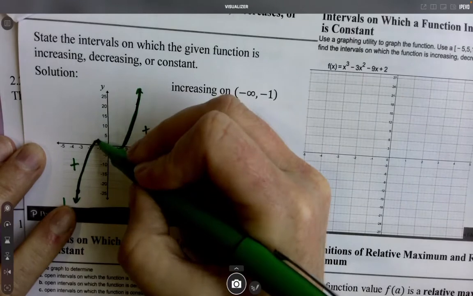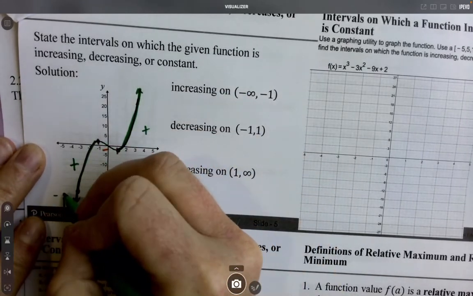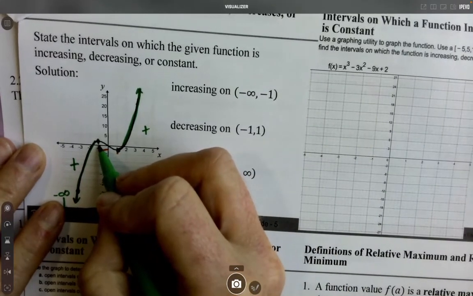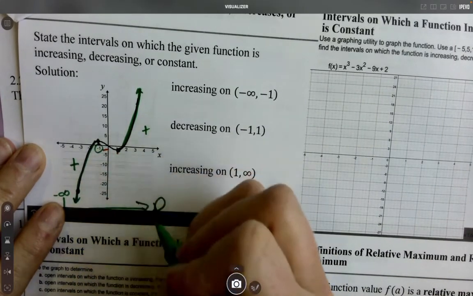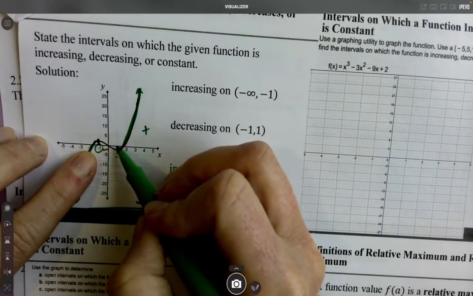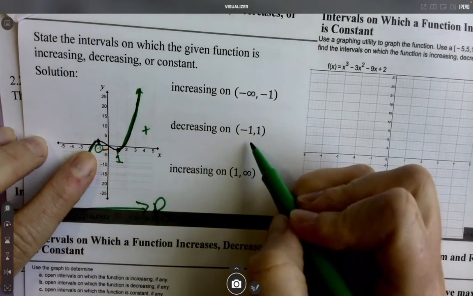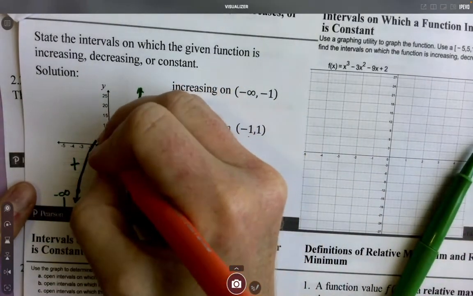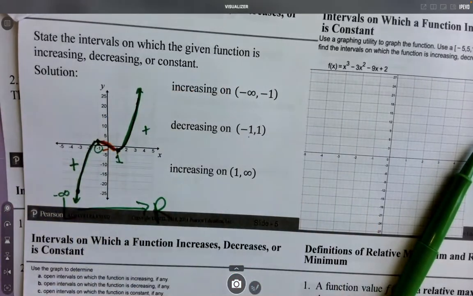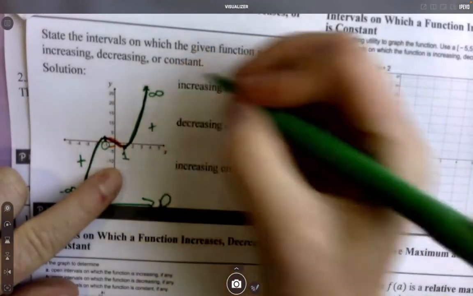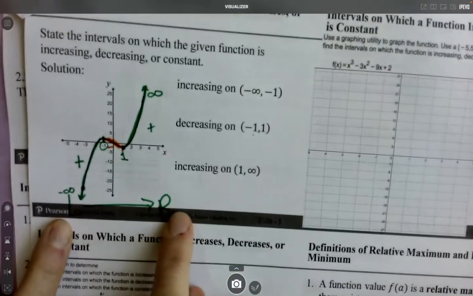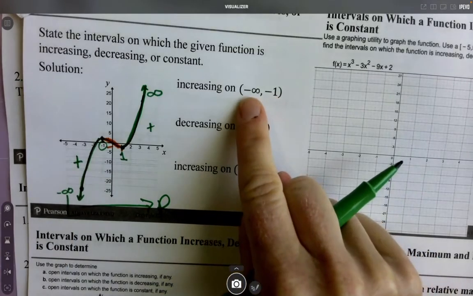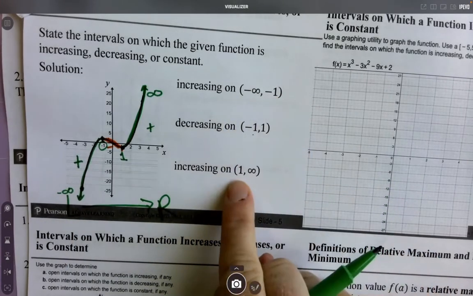So this is increasing. So that's from negative infinity up to the x value of -1. And then from -1 to +1, it's decreasing. I'm going to put that in orange. It's going downhill. And then from 1 to infinity, going to the right, remember we're reading left to right, it's going to be increasing. So it's increasing from negative infinity to -1 and 1 to infinity.